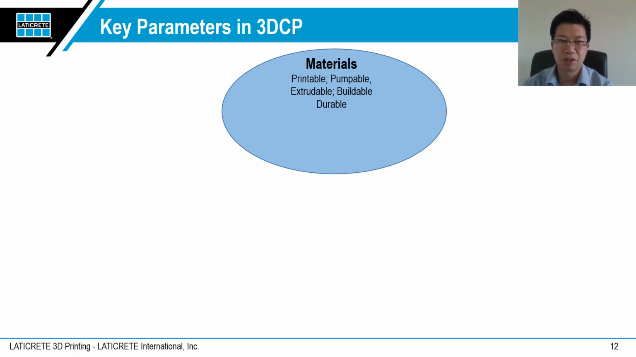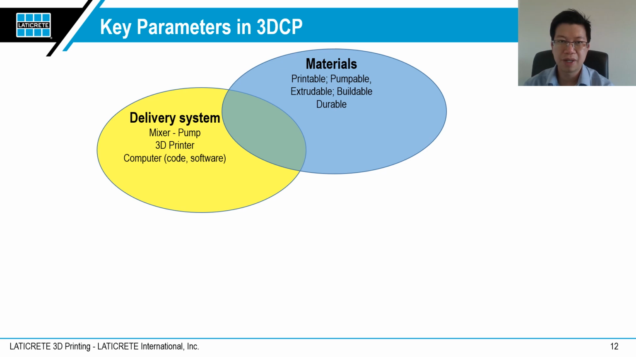Moreover, the material should be designed to be durable, for example, able to withstand long and repeated exposure to extreme weather. For the delivery system, the pump and printer should be able to accommodate the materials used for printing.